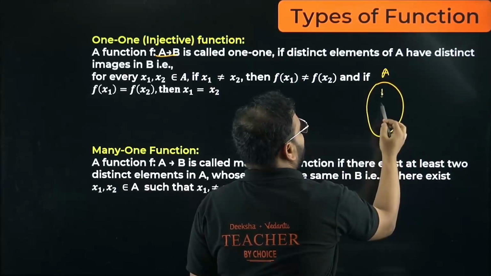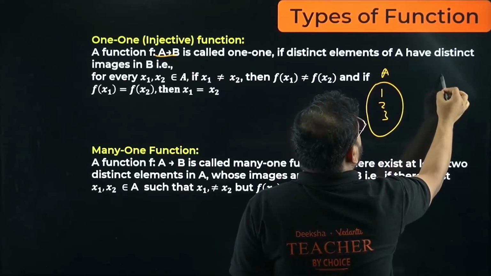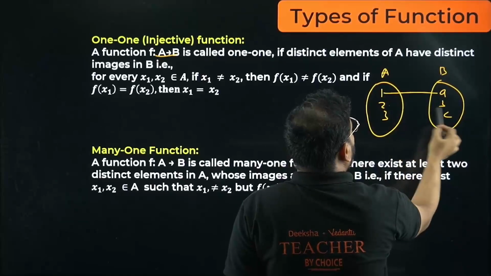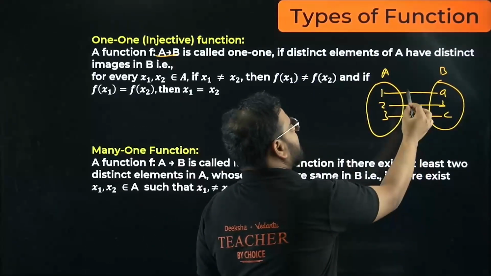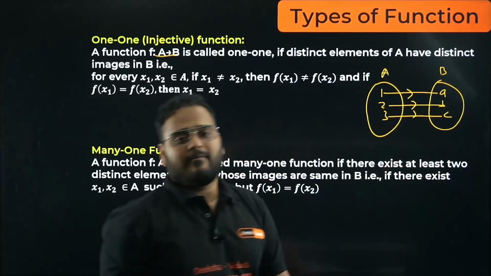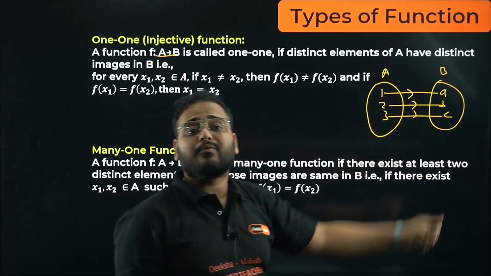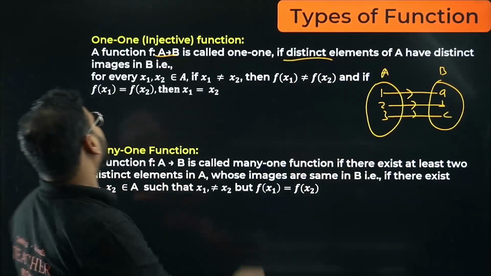Let's call it a set A with elements 1, 2, 3, and over here we call this set B, let's say A, B, C. Then I get 1 with A, 2 with B, and 3 with C. That's the mapping. That's the function's mapping. When I have this kind of case, I'll say this is a 1-1 function. Unique relation, right? Distinct elements with distinct images in B.